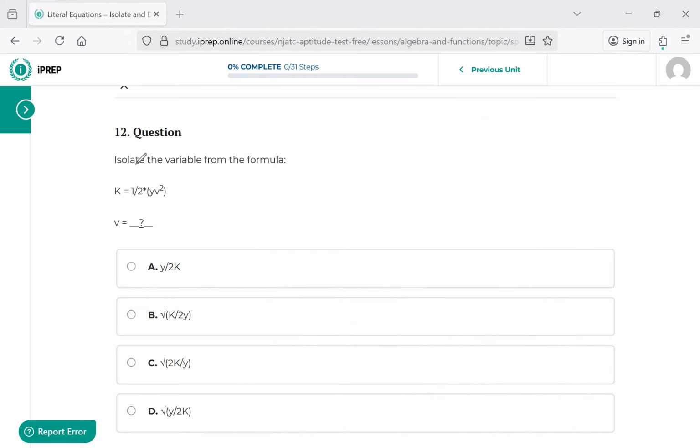Question 12. We have K equals 1/2 times YV squared. Okay, so it looks a bit confusing. We got to solve for small v. So I'm going to rewrite this as K equals 1. And then this slanted line is the same thing as horizontal 2. And then it's times, so that means it's still on the bottom. It's not going to be on the top. It's going to be on the bottom, and it's going to be YV squared.